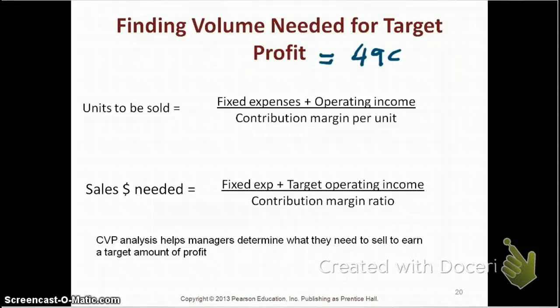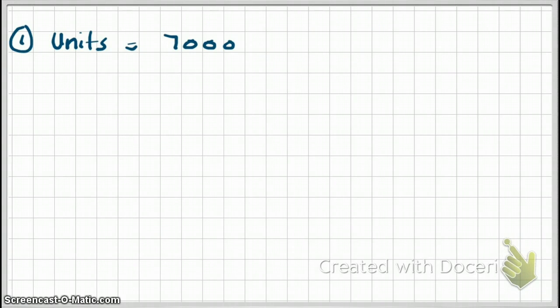Let's assume that our company doesn't want to break even, but they want to have a profit of $4,900 during this period. The question is, how many units do we need to sell, and how much does our sales dollars need to be? Let's take a look at how we would calculate those numbers. First, let's calculate units to be sold.